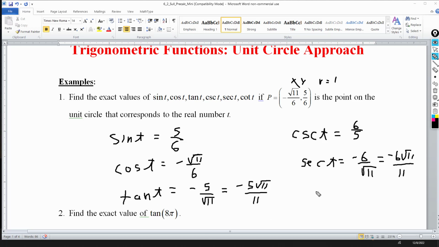And for the cotangent of t, it's just the reciprocal of what we got for tangent. I'll use this part of the answer here, that way I don't have to rationalize. I could use the other part, but then I'd have to rationalize all over again, so here I just invert, and this gives me minus radical 11 over 5. And that's it for this one.